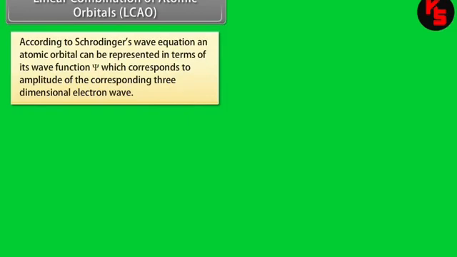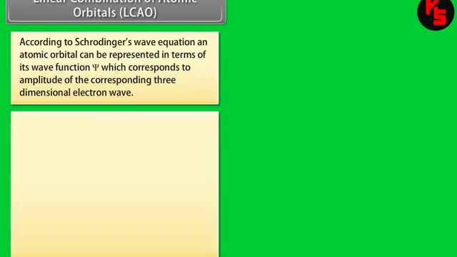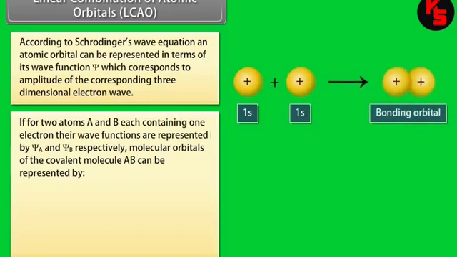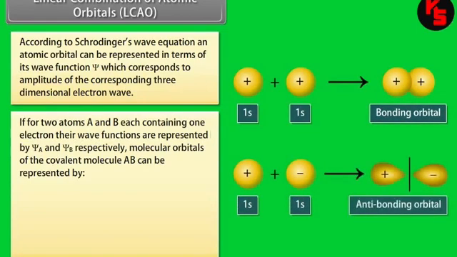Linear combination of atomic orbitals, LCAO. According to Schrödinger's wave equation, an atomic orbital can be represented in terms of its wave function psi, which corresponds to the amplitude of the corresponding three-dimensional electron wave. A linear combination of two atomic orbitals can be achieved by addition and subtraction of two atomic orbitals of the individual atoms. For two atoms A and B, each containing one electron, their wave functions are represented by psi A and psi B respectively.